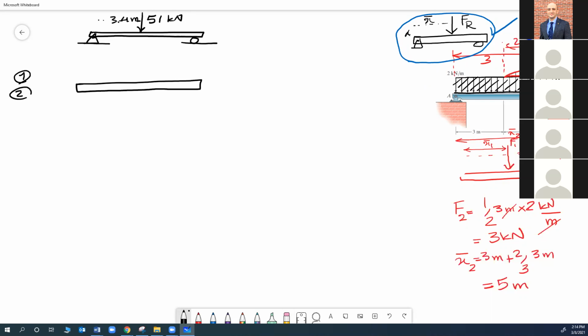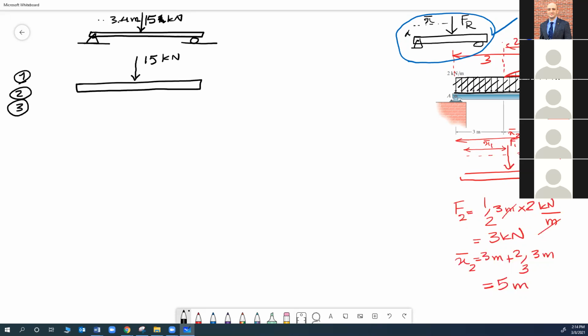Step 2. Your FR should be 15, not 51. Oh, 15. Yes, you're right. Thank you. Step 2 is to put active forces. The only active force I see is that 15.